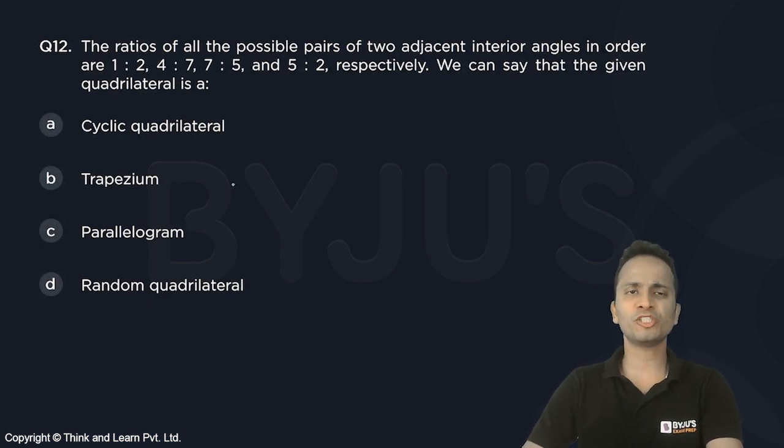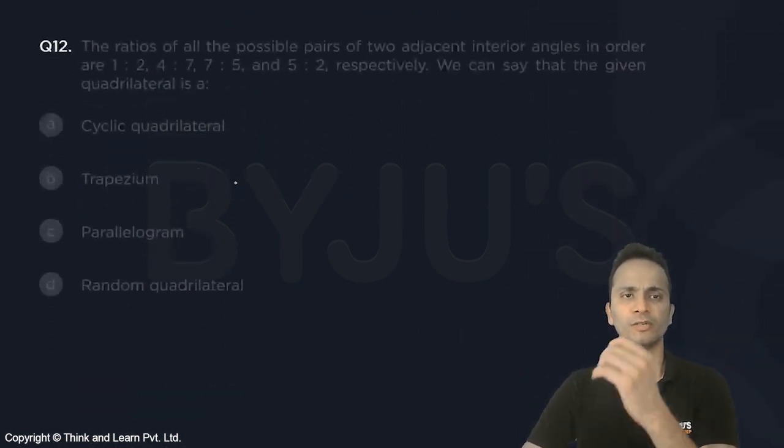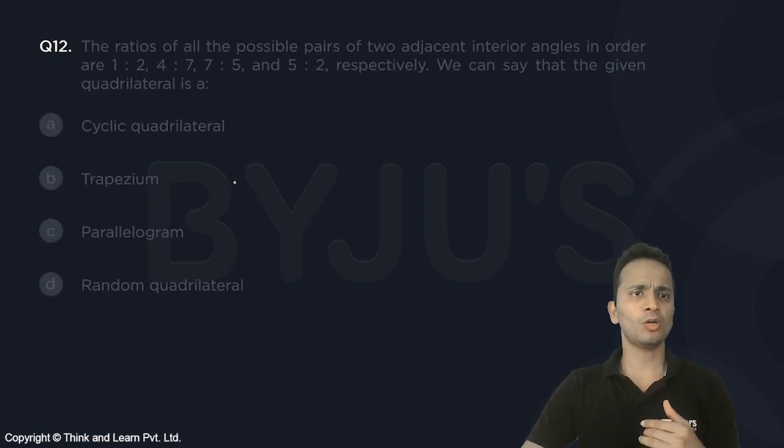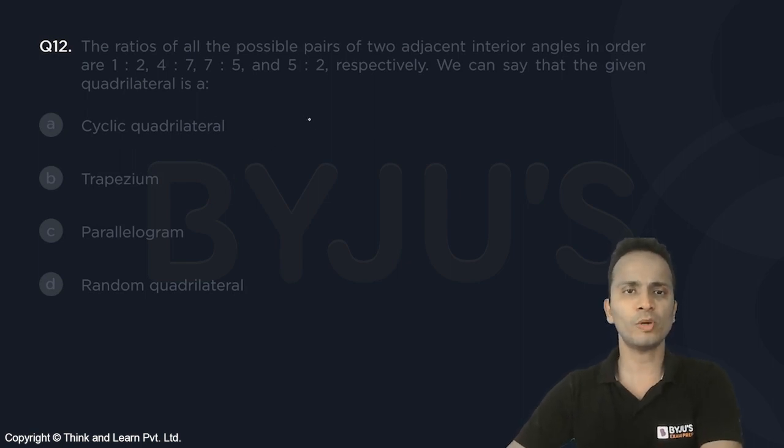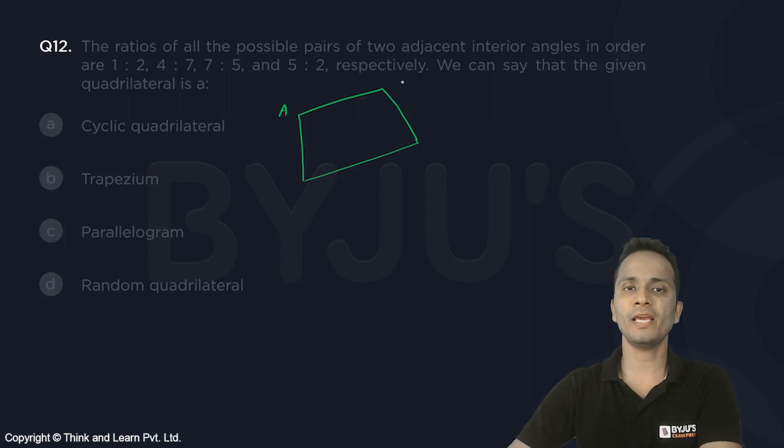A very simple question based on the basic concepts of quadrilaterals. Okay, so let's first of all draw a figure for this. Now the ratio of all the possible pairs of adjacent interior angles of a quadrilateral are given. So I'll draw a random quadrilateral and we'll call this A, B, C, and D.